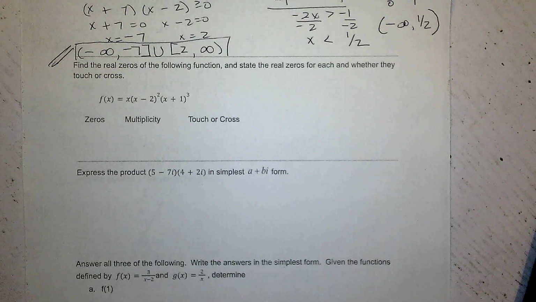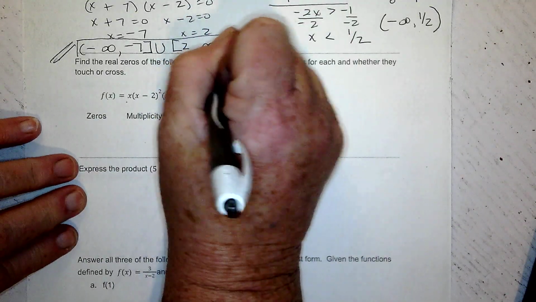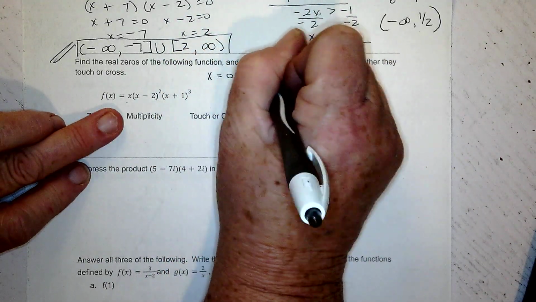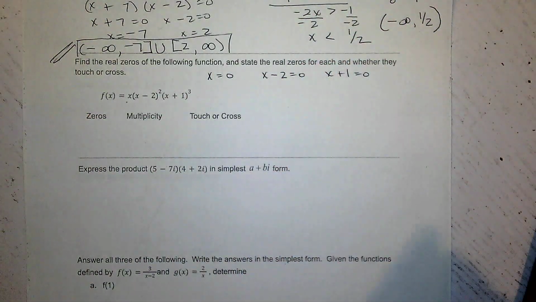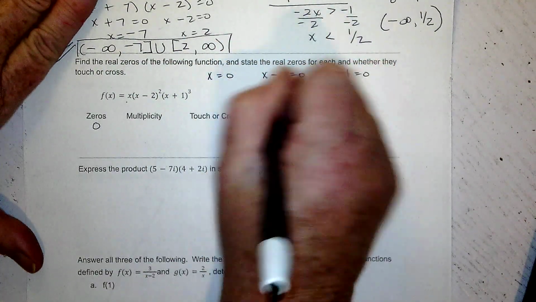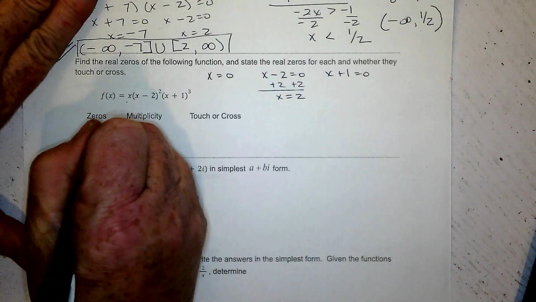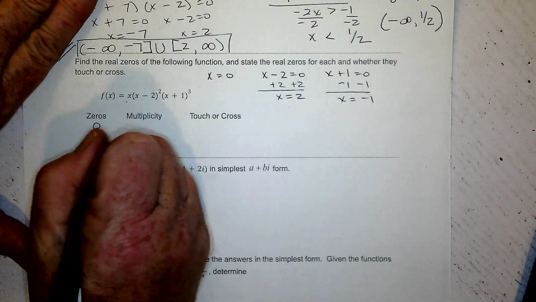Find the real zeros of the following function and state the real zeros for each and whether they touch or cross. We're looking for the multiplicities. All right. So we've got x, set that equal to 0, x minus 2, set that equal to 0, and x plus 1, set that equal to 0. We're going to find our zeros first, which are our x values. One is 0. Add 2 to both sides. The other one is 2. And the third one, subtract 1 from both sides. x is equal to negative 1.